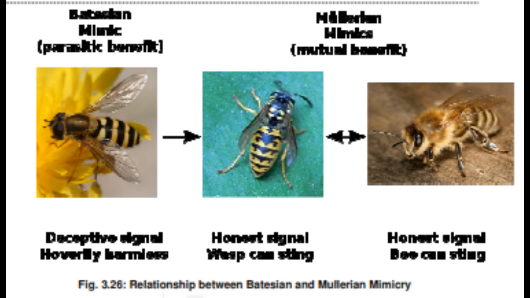Look at the screen. Fig. 3.23a. Common Mormon butterfly, Papilio polytes. Fig. 3.23b. Common rose butterfly, Pachliopta aristolochiae. Fig. A common Mormon butterfly, top, mimics common rose butterfly, bottom.